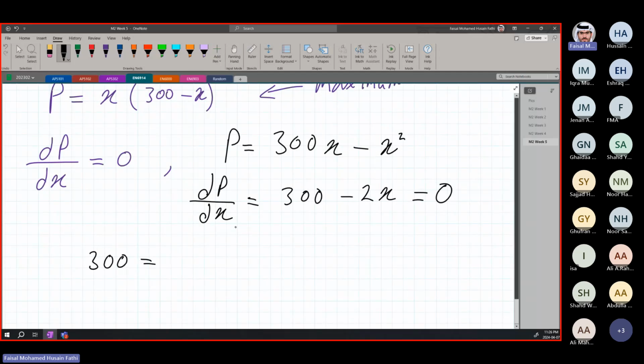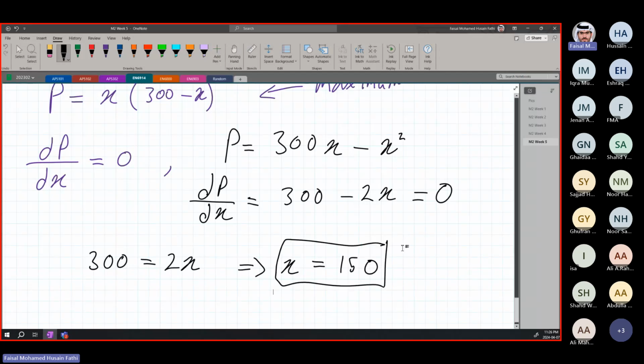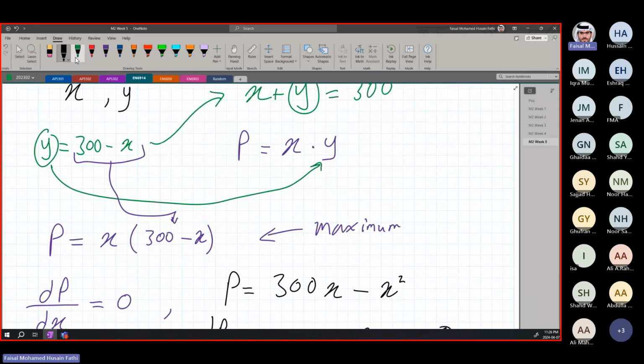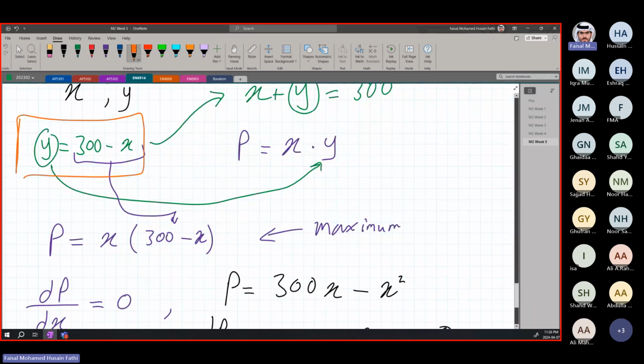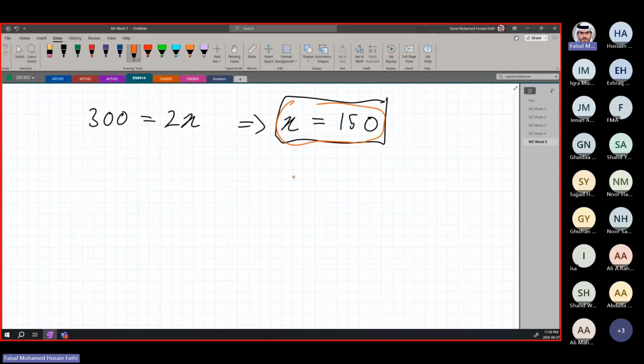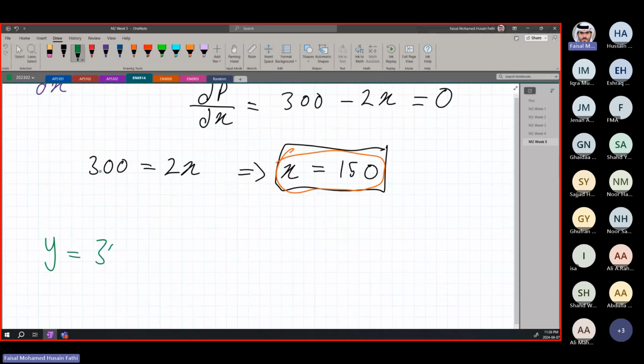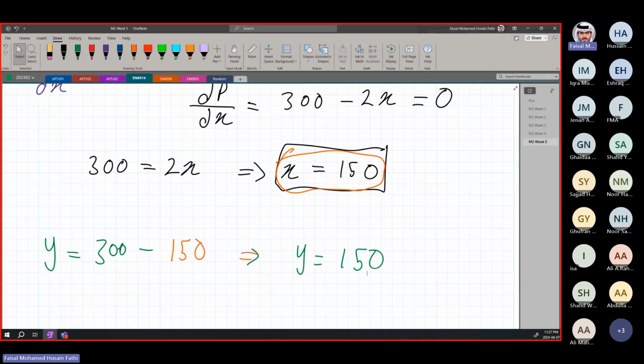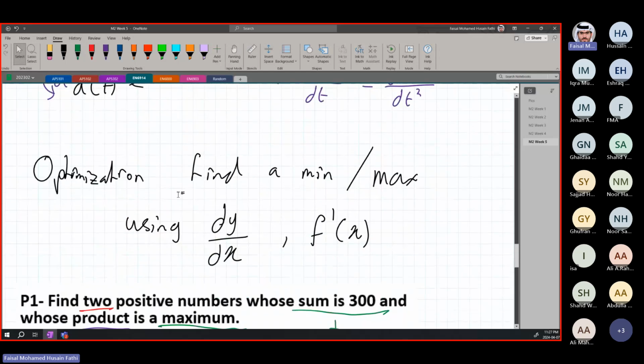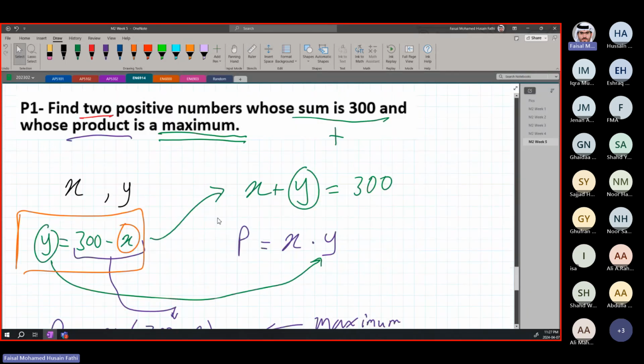So 300 is equal to 2X, which means X is equal to 300 over 2, which is 150. Okay. Now that we found our 150, just like we used to solve simultaneous equations back in the day, we now substitute in this equation here. We substitute this X value there. So Y is equal to what was it? 300 minus X. 300 minus what's the X value? 150. So we get that Y is equal to 150 as well. And this is the answer. Y is 150 and X is 150 when the product of these two numbers is a maximum.